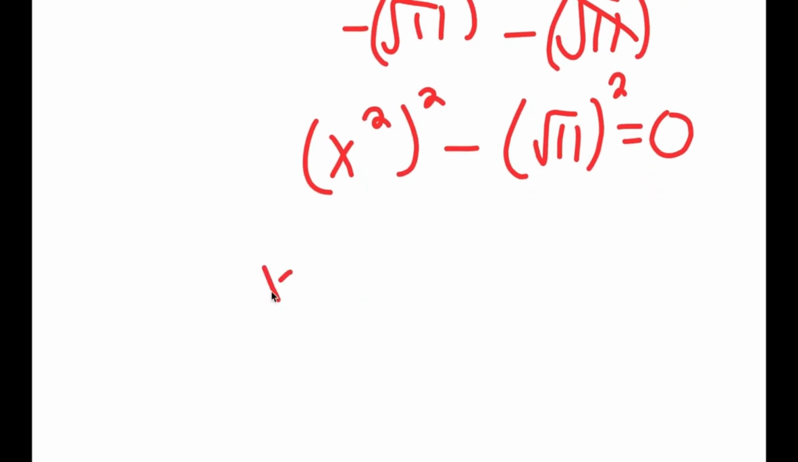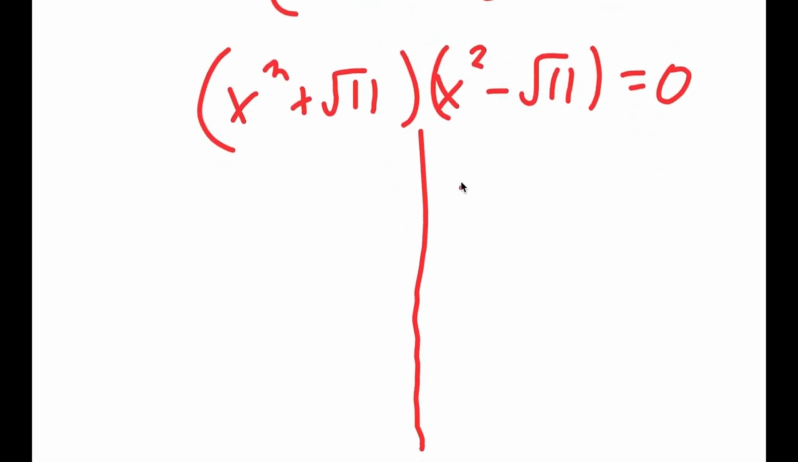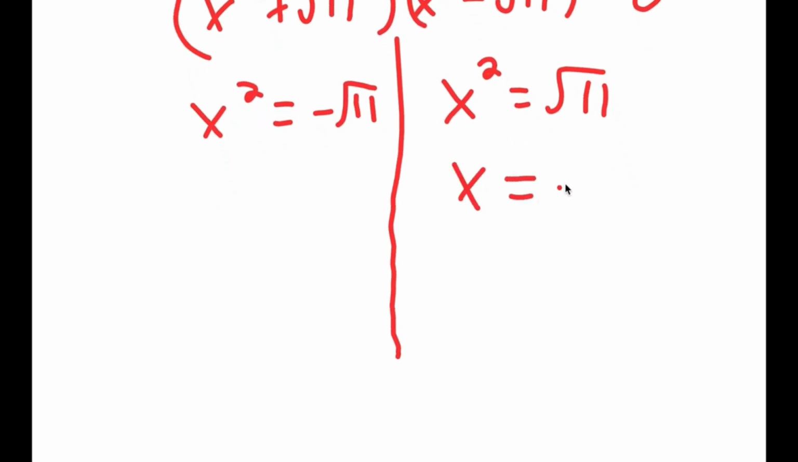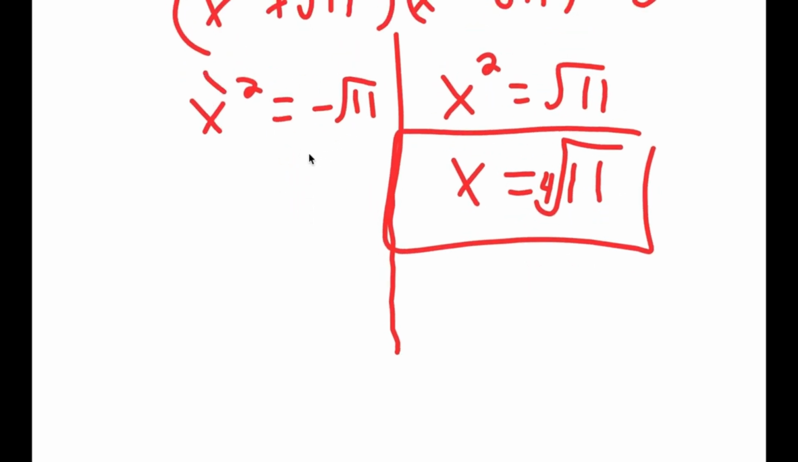And this means that x squared plus the square root of 11 times x squared minus the square root of 11 is equal to 0, meaning I have x squared is equal to square root of 11, and x squared is equal to negative square root of 11. For x squared equals square root of 11, x is equal to the fourth root of 11. And this has no solution, so this is my only solution to this problem.